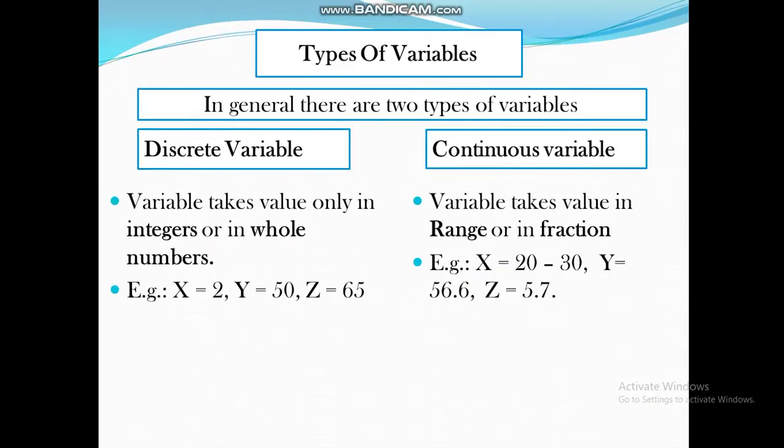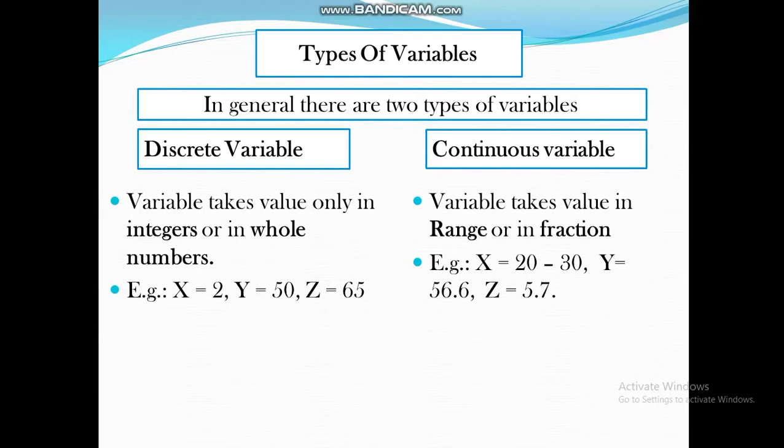Next is types of variable. Generally the variables are of two types. The first type is the discrete variable, and the second is the continuous variable. A discrete variable takes values only in integers or whole numbers. For example, if the variable takes only values like 2, 50, 65, that is integer or whole number, it is called a discrete variable. If the variable takes value in a range or in fraction, then we say continuous variable.